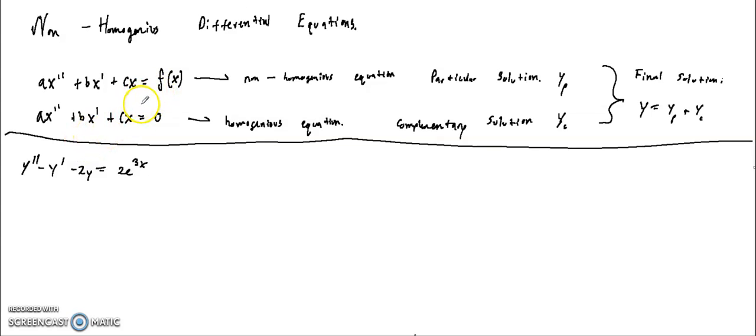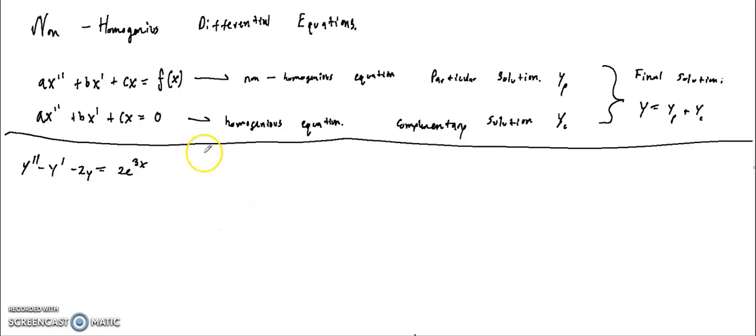Now this unit is all about non-homogeneous equations, which means it's what we had before, but it no longer equals 0. It equals some function of x. So it can be x squared, cosine of x, anything. And in this example, it's actually going to be 2e to the 3x. But we're going to get to that soon.